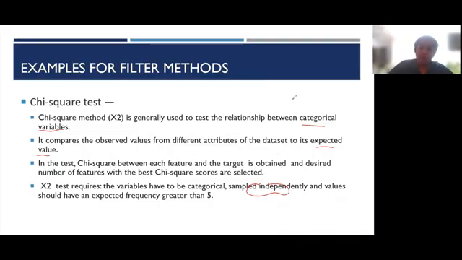And you compute p-values. You will see this when you go to the lab, students. In the lab sheet, there's an example on this as far as I can remember. Right? In the test, chi-square between each feature and target is obtained and the desired number of features with the best chi-square is selected. That is what you do. But for chi-square, there is a requirement: the variables, of course, have to be categorical, sampled independently, and each value should have an expected frequency greater than 5. Each value should have a frequency of more than 5. So that kind of limitation is there.